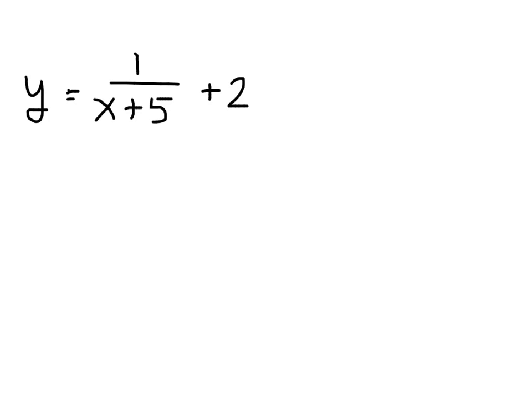Okay, let's find the asymptotes. Vertical asymptote. Remember, what do I do first? Set the bottom equal to 0. X plus 5 equals 0. X equals negative 5.